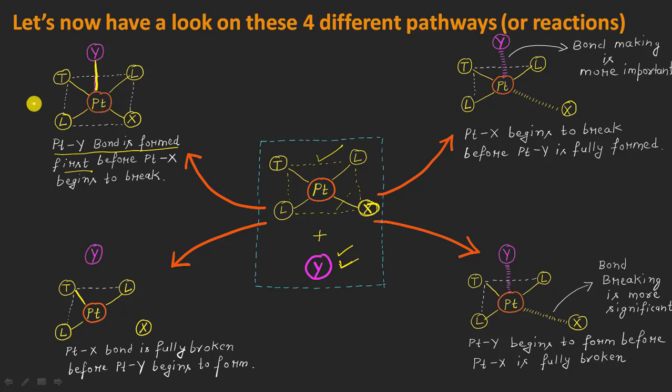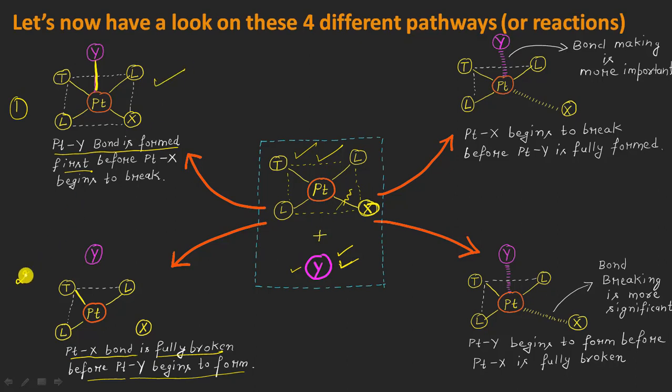So we may have this first kind of pathway, and after that the second possibility may be that the platinum and X bond, I mean this bond here, is fully broken before the platinum and Y bond begins to form, right? So once again, we are talking about the reaction between this complex here and the entering nucleophile. So this was the first possibility.